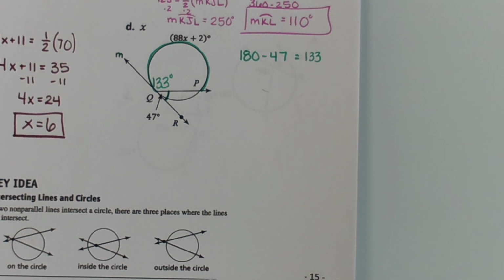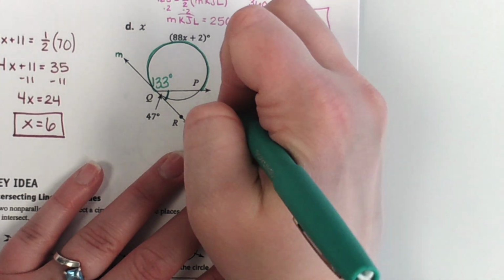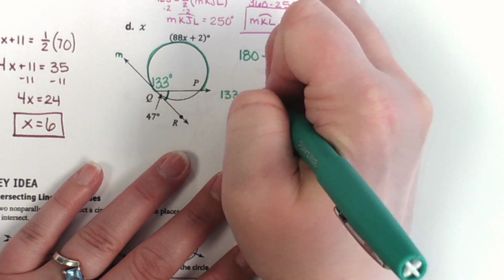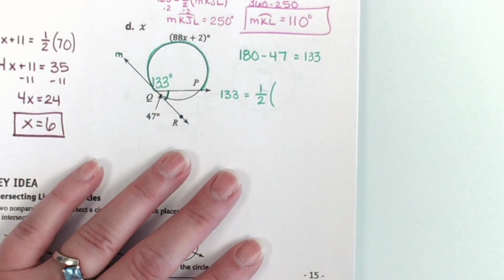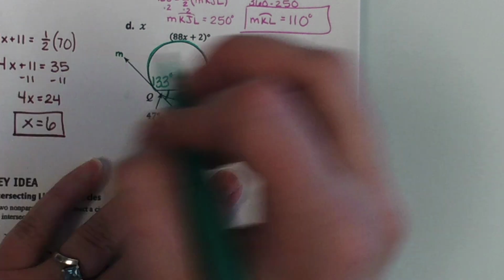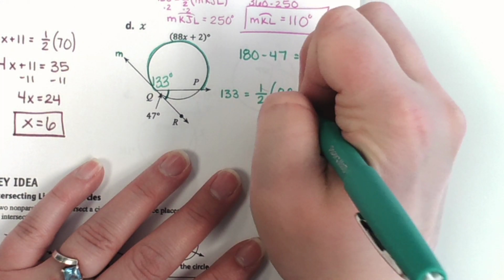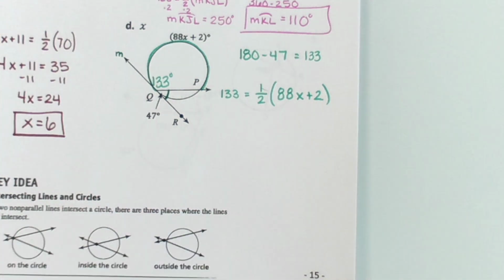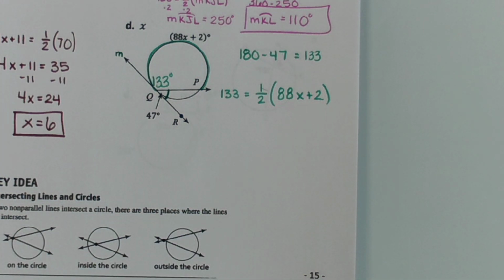The formula says the angle equals 1/2 the arc. The angle has to go first. 133 goes first, equals 1/2 times the measure of the arc, 88x plus 2. If I want to solve for x and I have an equation that looks like that, what do I have to do first? Eliminate that first.